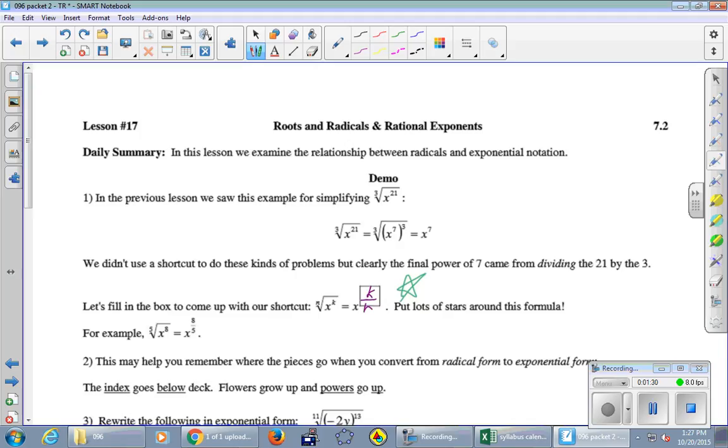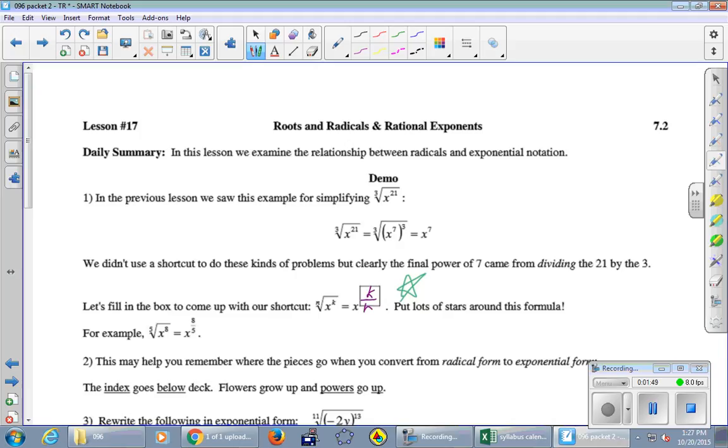And so, for example, if you see the 5th root of x to the 8th, that's really x to the, what's the fraction? 8 over 5, okay? Even though 5 doesn't go into 8 evenly, 8 over 5 is an acceptable answer. It wasn't in the lesson we just finished, but now it is. It's okay, just 8 over 5.